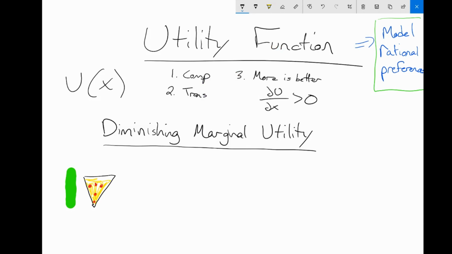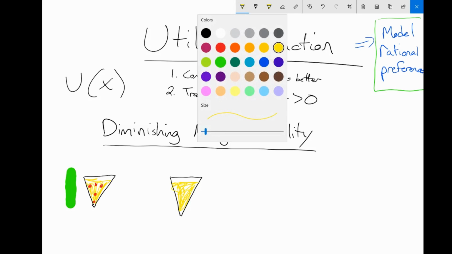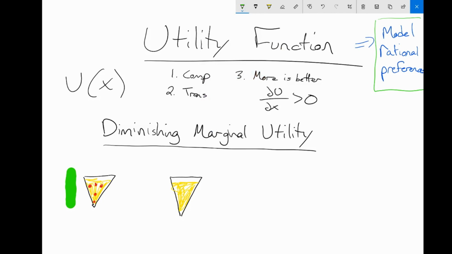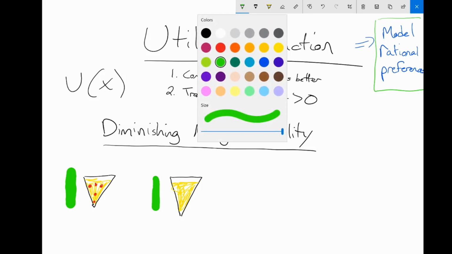Now, after you've eaten your first slice of pizza, I'm going to give you a second slice of pizza. This one's cheese only to save time. Now my question to you is, how much are you going to value that second slice? You'll probably still value it quite a bit, because one slice might not fill you up, but you're not going to value it quite as much as the first slice, because the first slice, man, you were really hungry. That first slice really hit the spot. The second slice, not so much.